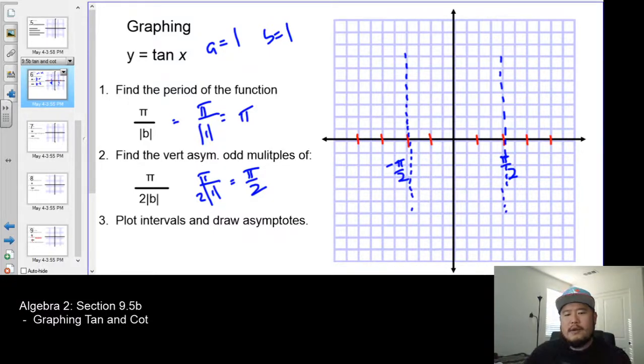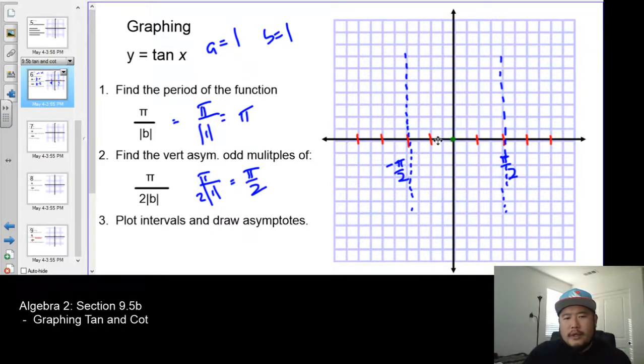And there's a few other things we need to put into place. Now, in between these two asymptotes will be the middle, and the middle point right here will be at 0, 0. That is the middle of this tangent function. So now, how do I figure out the rest of this?